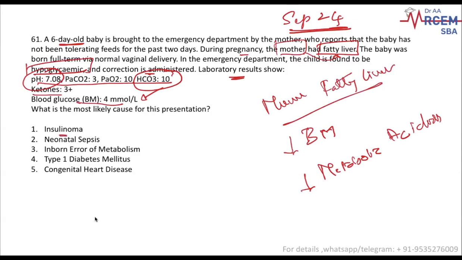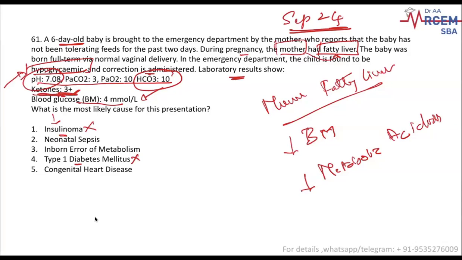Insulinoma. Insulinoma is basically a tumor which produces a large amount of insulin, as the name suggests. If insulin is produced in large amounts, then hypoglycemia is likely, but ketones will not increase. Ketones are seen when insulin is absent, as you see in DKA. So unlikely to be an insulinoma. Similarly, type 1 diabetes mellitus. In type 1 diabetes mellitus, the sugar level should be on the higher side, not hypoglycemia. I can rule that out.